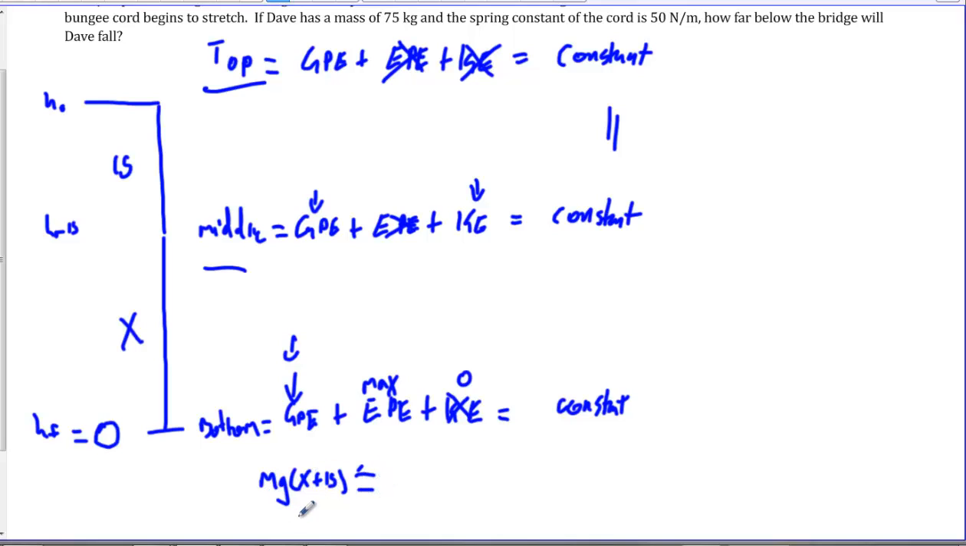So all of the energy he had originally was all potential energy. At the bottom, it's all elastic potential energy because he's not moving anymore. We could figure out how fast he's going at that point if we wanted, but it's irrelevant to the problem. All right. So this is equal to 1/2 kx squared. This is where we have the spring constant and it's all elastic potential energy.